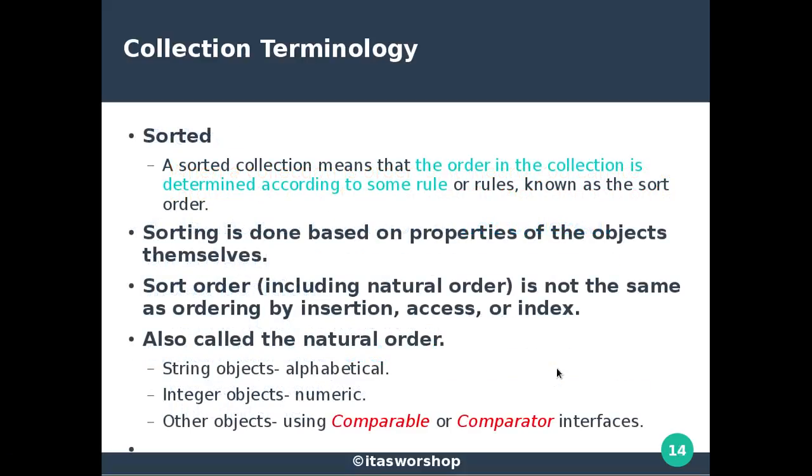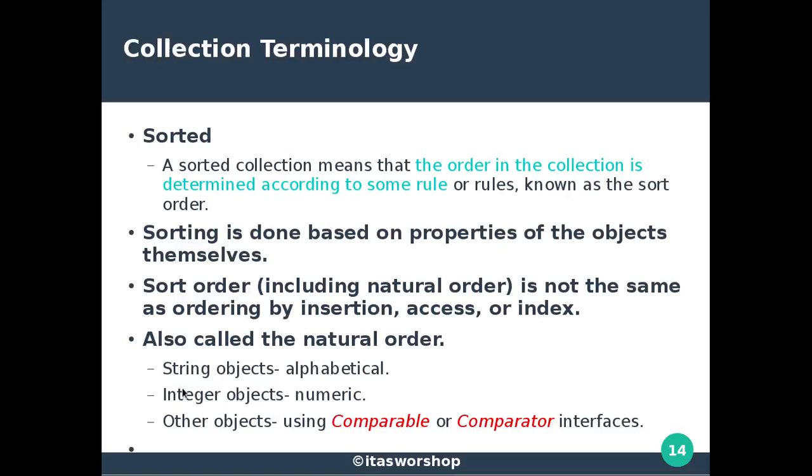Next is sorted. A sorted collection means that the order in the collection is determined according to some rule or rules, known as sort order, and sometimes also known as natural order. Sorting is done based on the properties of the object. It has nothing to do with when a particular item was inserted, how you are going to iterate it, or how you are going to remove it. It has something to do with the property of the object itself. So sort order, including natural order, is not the same as order by insertion, access or index.